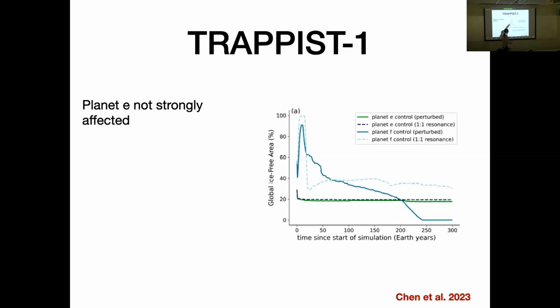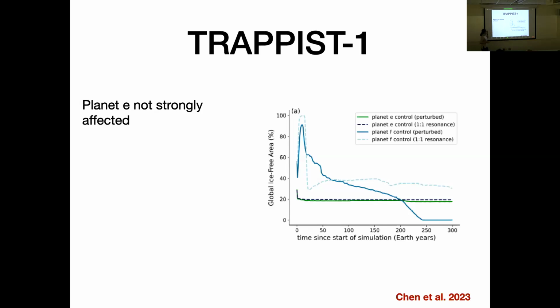However, for planet F, which is farther away from the host star, the blue line here shows the case where the planet spin axis has wide variations. And the dashed line, which plateaus around here, shows the case when the planet is tidally locked. So we actually find that with a very wildly changing spin axis, planet F becomes less habitable compared to the case when it's tidally locked. So why is this the case?